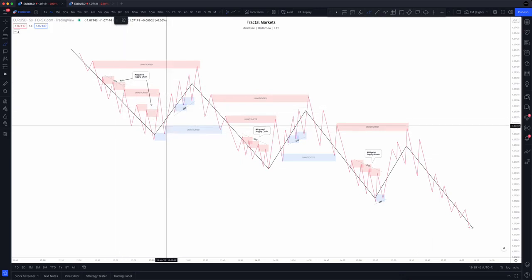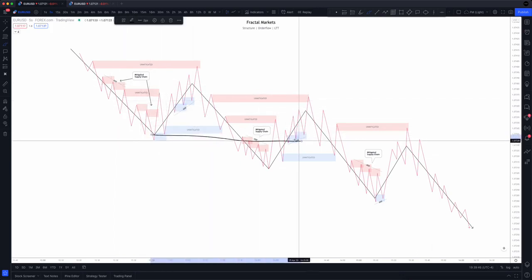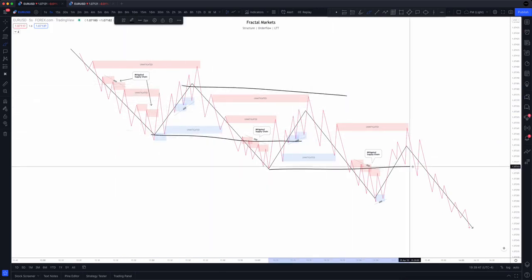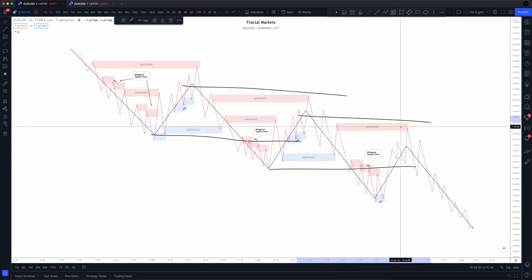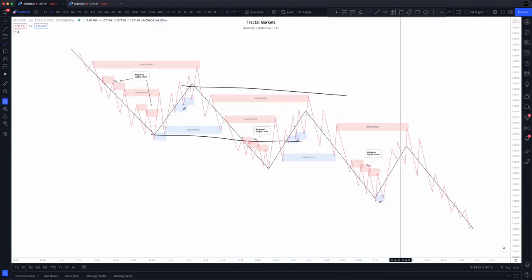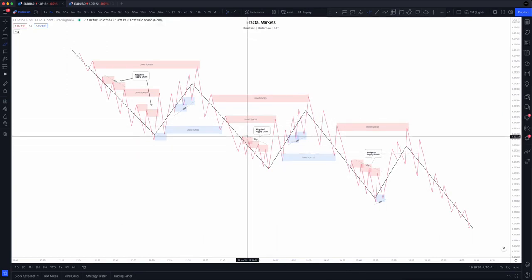So ultimately, we can see that this entire range is mitigated by this, and this entire range is mitigated by this, and that gives us the higher time frame POIs. Let's talk about the lower time frame stuff so that we can get a good understanding of what it is that we look for and why it's useful.